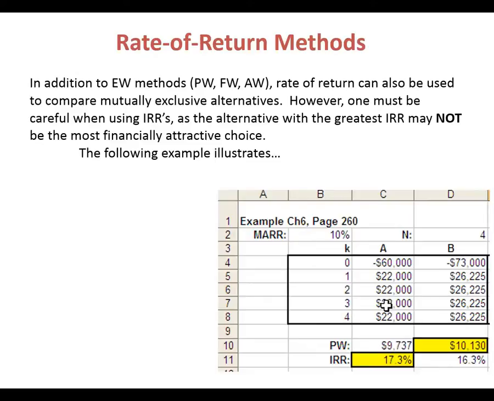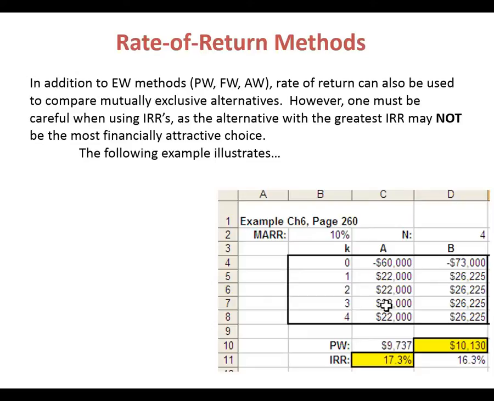And you can see alternative A costs us $60,000 up front, alternative B costs $73,000. Now, we're willing to spend more for alternative B because it's generating additional cash flow through those 4 years. It's costing us an extra $13,000, but you'll see that that means we get an extra $4,225 every year for the next 4 years. So the question is, is it worthwhile to do that? Should we do A or should we do B?